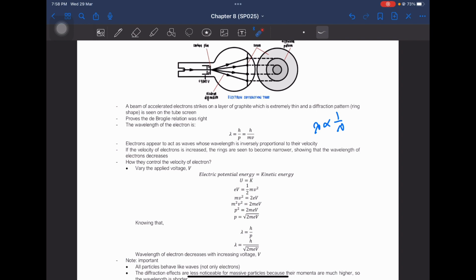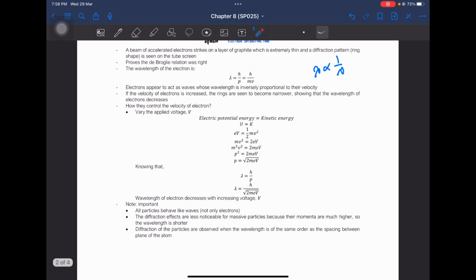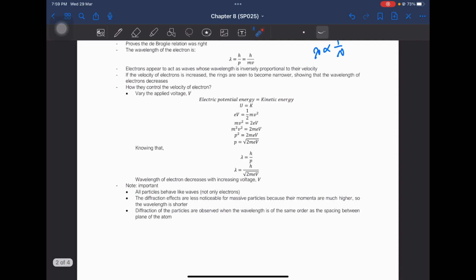So how do they control the velocity of electron? They vary the applied voltage. Okay, so for this situation, the electrical potential energy will be equal to the kinetic energy. Hence, we get an equation like that, and then we know that lambda is also equal to h over p. So when we substitute the expression of momentum here, we get an expression like this. This is an equation that you can also use when the question only gives you the voltage. Okay, so the wavelength of electron decreases with increasing voltage.